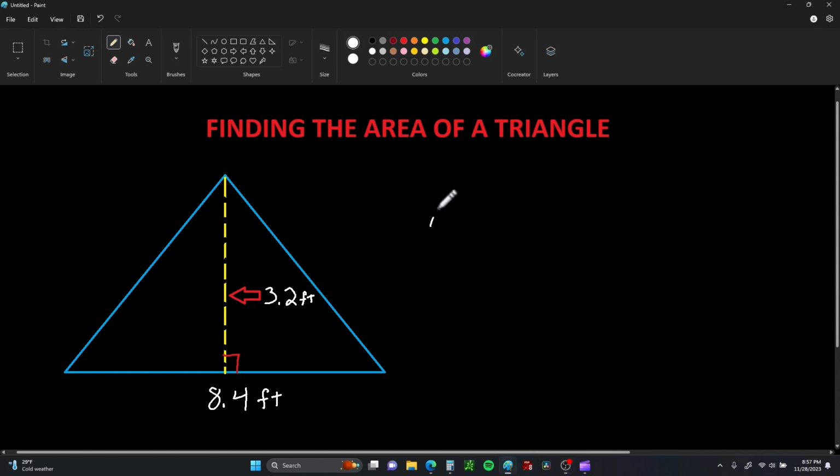So I start by writing the formula. Area equals 1/2 base times height. Now, since I'm working with decimals, I can write this as 0.5. I'm just going to leave it as half because I'll show you why in a second. So I have 8.4 is the base, and the height is 3.2.